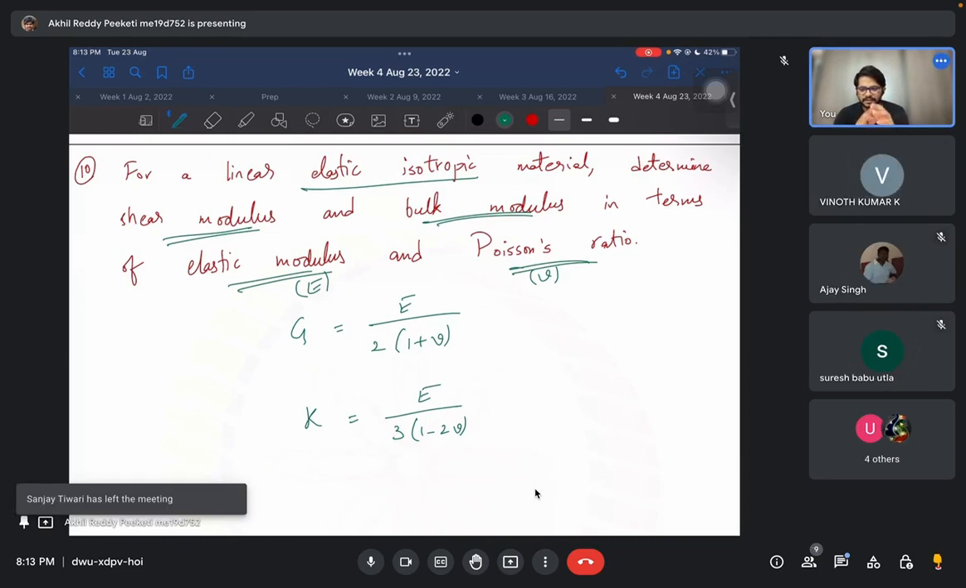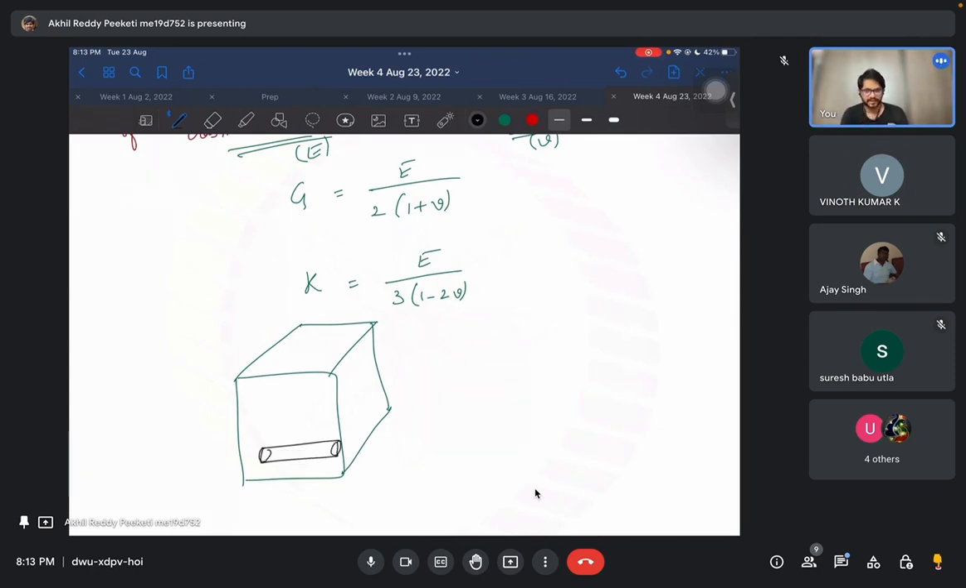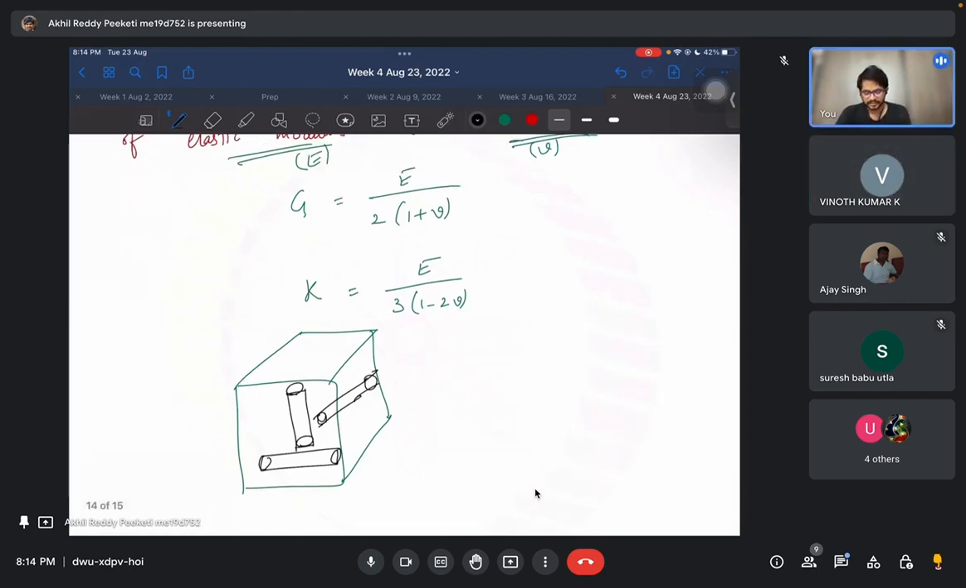You have a solid block, and from it you are cutting three cylindrical samples. One sample you cut like this from a square block, another like this, and another like this. Now you did the tensile test in all three samples. If they are exactly the same, that means independent of the direction, the material properties are the same. So that is the isotropic material.